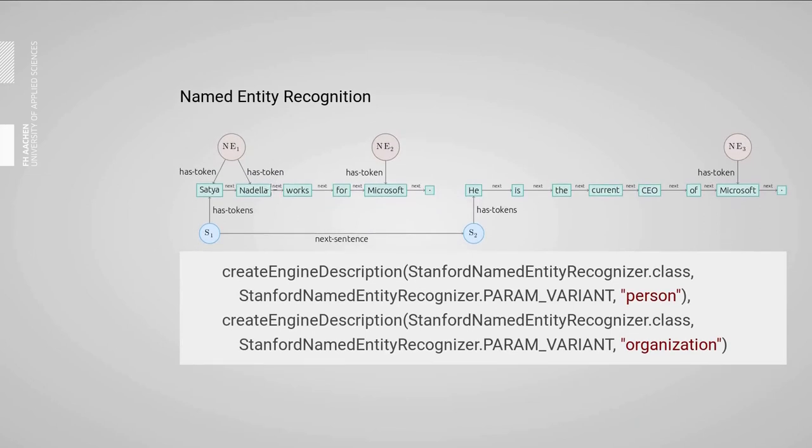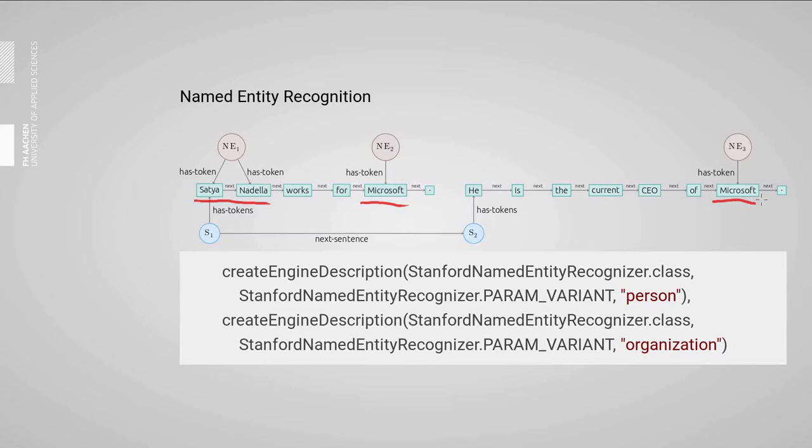Additionally, there could be named entity recognition, where you try to find named entities in the text. In this example, we have three named entities. The first example is Satya Nadella, which is a person. Then we have Microsoft, which is an organization. And here's Microsoft again.